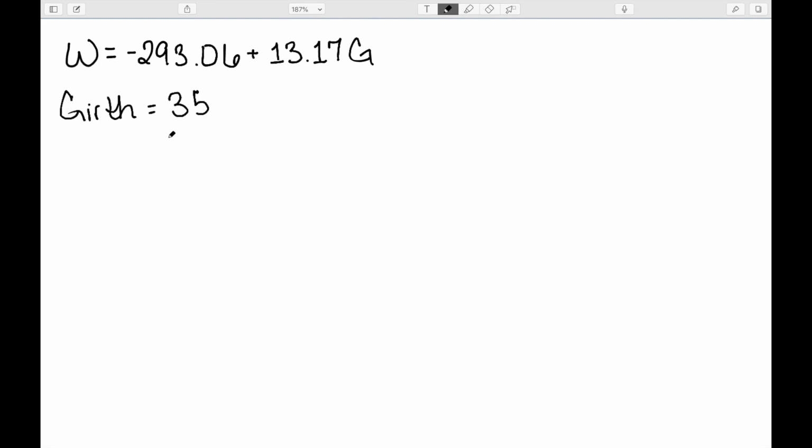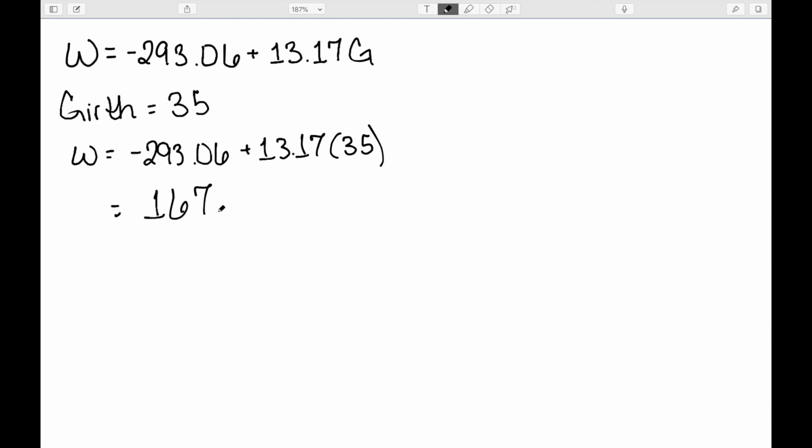Let's suppose we have a bear and we know its girth is 35. Well, then we can plug that into this equation and get an estimate for the weight of this particular bear. And if we do, we get the estimated weight is 167.89 pounds. And that doesn't mean it's going to be exactly 167.89 pounds, but it does give us a fairly decent estimate of what the true weight of this bear is. And the better correlation we have, the stronger the correlation, the more accurate this estimate is going to be.